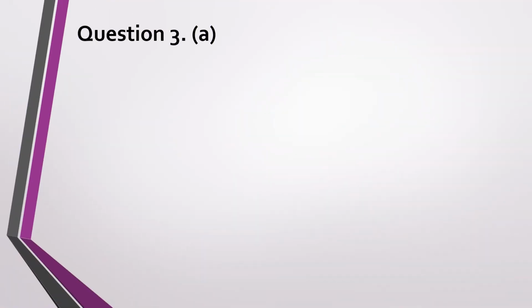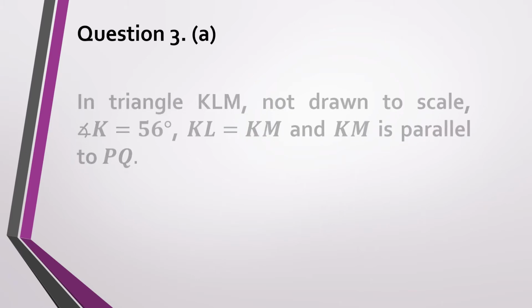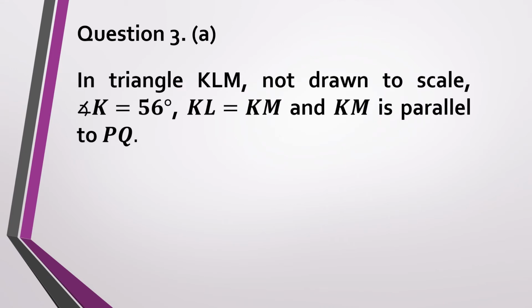So today we're going to be continuing our mock exam review, and we're looking at question 3, which is our geometry question. Our first question focuses on those elementary geometry rules concerning angles. Part A says: in triangle KLM, not drawn to scale, angle K is equal to 56 degrees, KL is equal to KM, and KM is parallel to PQ. And then they gave us this diagram here.